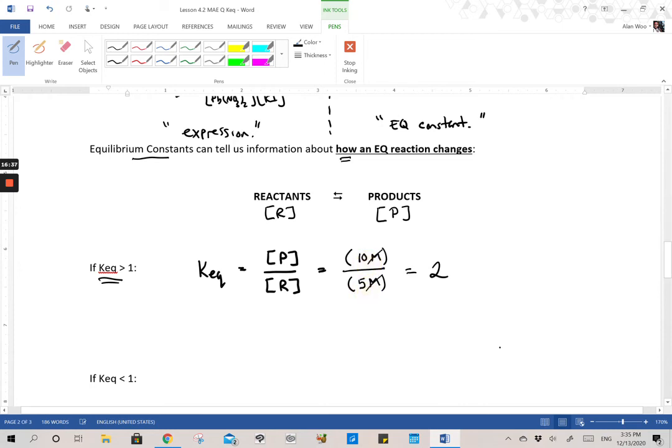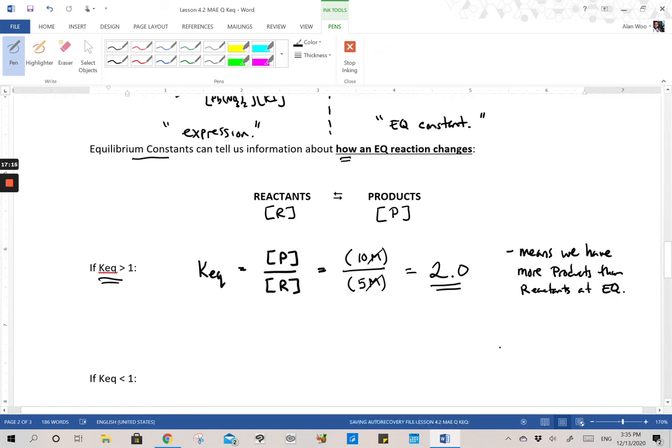Molarities cancel out, so this is just a number. So KEQ right now is greater than 2. So what does that mean? Well, it meant that you had more products than reactants at equilibrium. So it means we have more products than reactants at equilibrium.